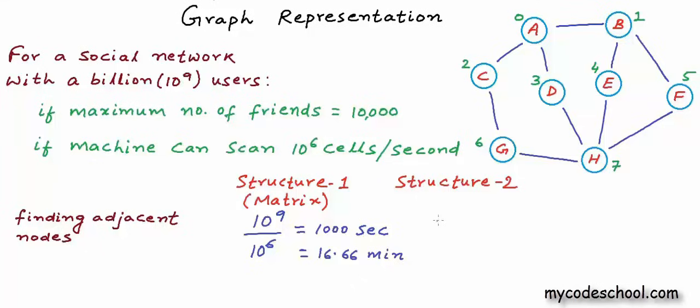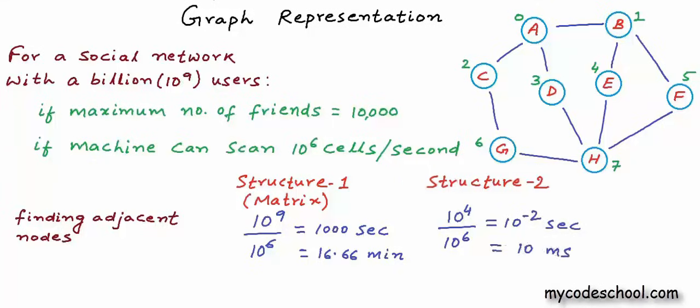But with the second structure, maximum number of cells in a row would be 10,000, because the number of cells would exactly be equal to number of connections. And this is the maximum number of friends or connections a person in the network has. So here we would take 10 to the power 4 upon 10 to the power 6, that is 10 to the power minus 2 seconds, which is equal to 10 milliseconds. 10 milliseconds is not unreasonable.